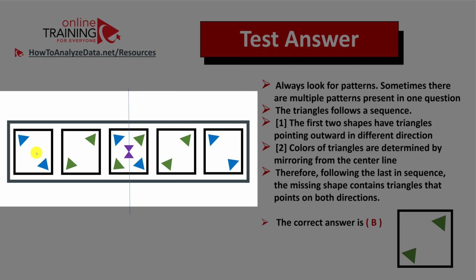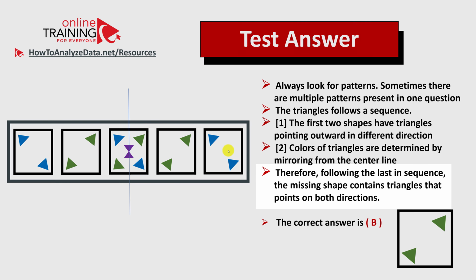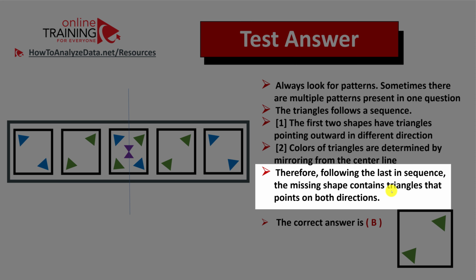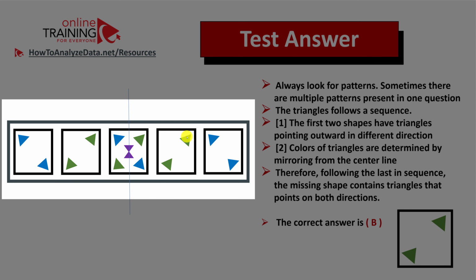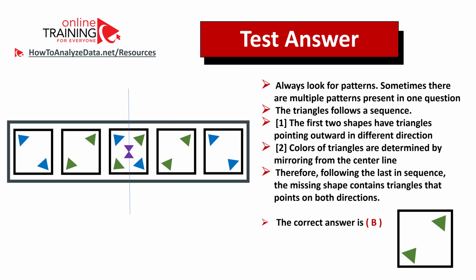Green and blue to the left. So the same thing should happen from the mirror line to the right. Green and blue. Therefore, this is why the missing shape will contain green triangles that point in both directions. So the correct choice here is choice B. Hopefully you've nailed this question and now know how to answer similar questions on the test.